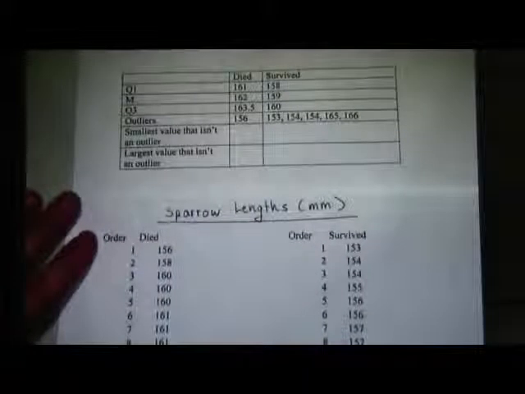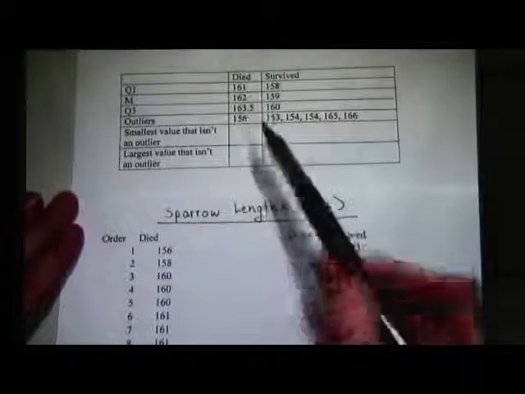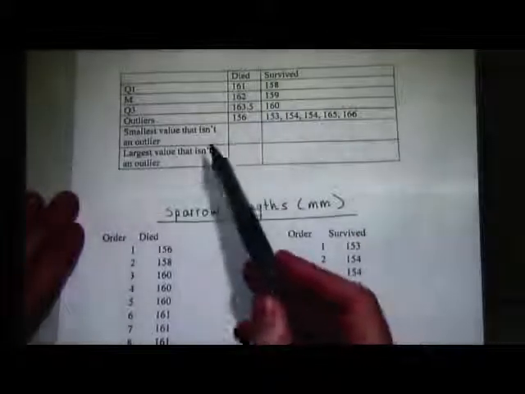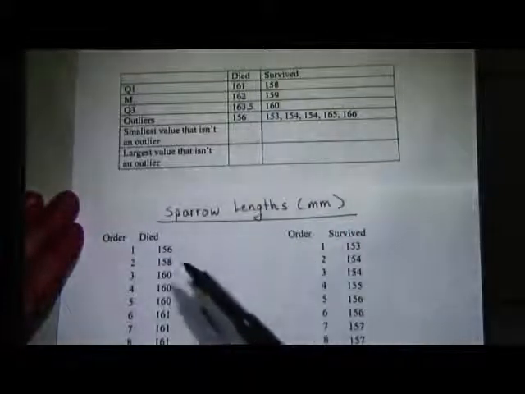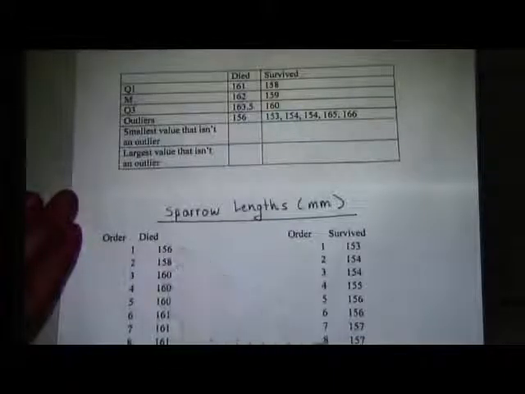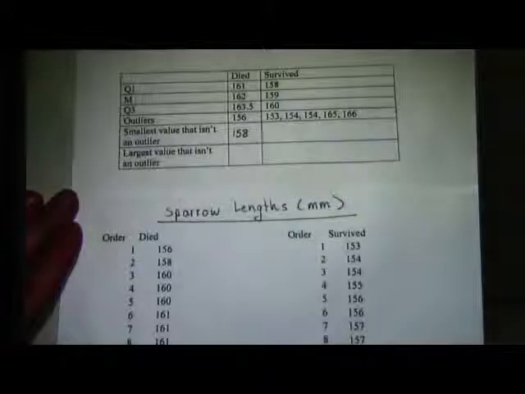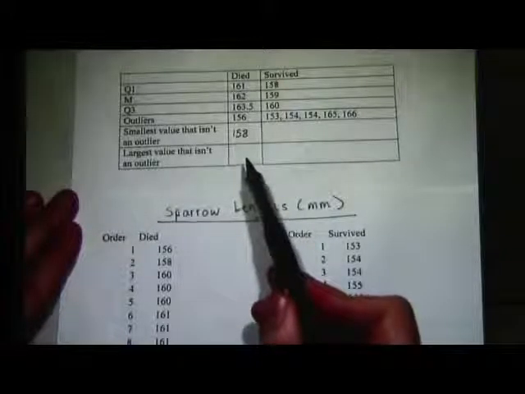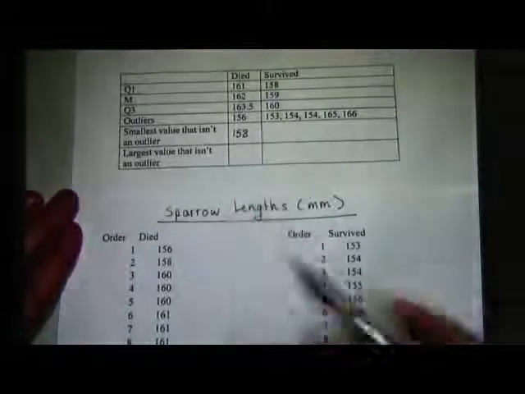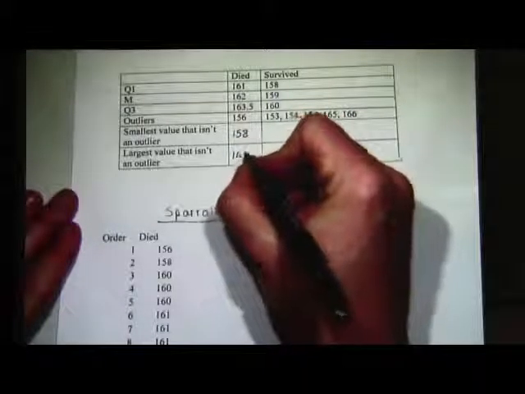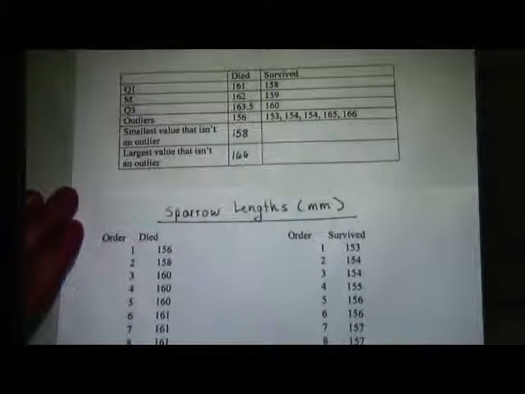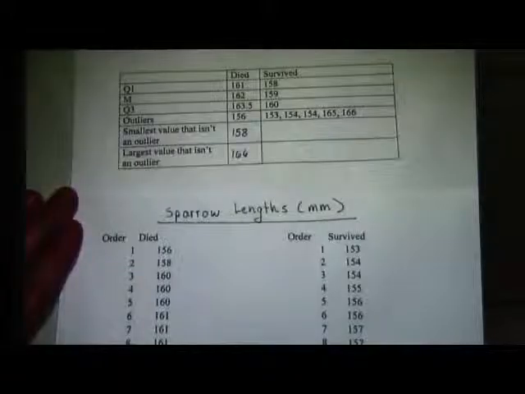So for the group that died, we found that there was one lower outlier of 156. So the smallest value that isn't an outlier in this group then is going to be 158. The maximum length for the group that died was 166. Since we didn't have any upper outliers, we're just going to leave that at 166.